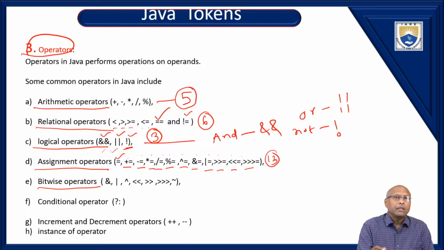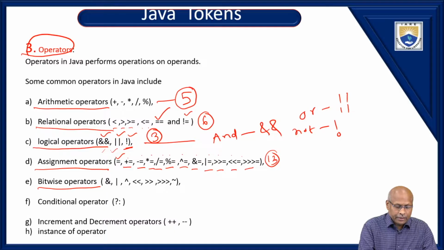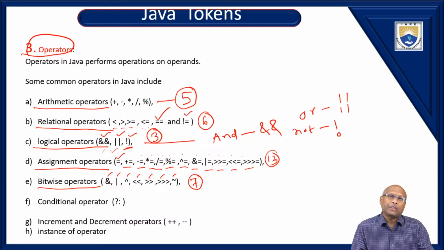Similarly, bitwise. Bitwise means which will be operating at bit level. If you want to operate the data at bit level, that means if you want to do some image processing or network programming, that time your program is completely relying on bitwise operators. There are 7 bitwise operators: 1, 2, 3, 4, 5, 6, 7. These bitwise operators also you can use in a program.